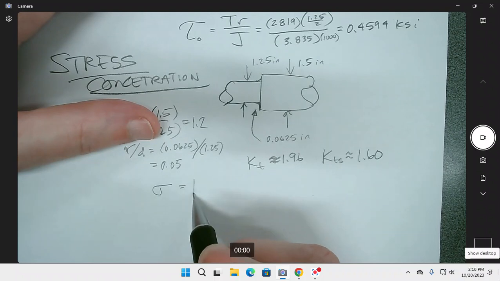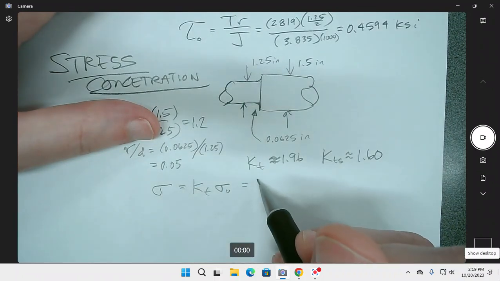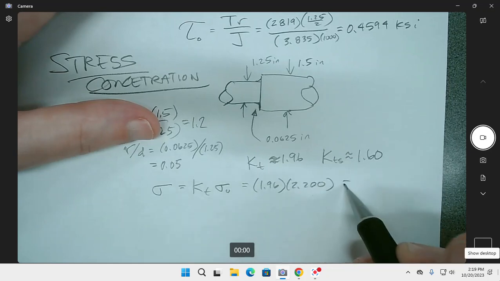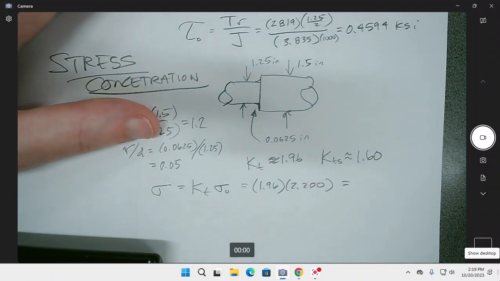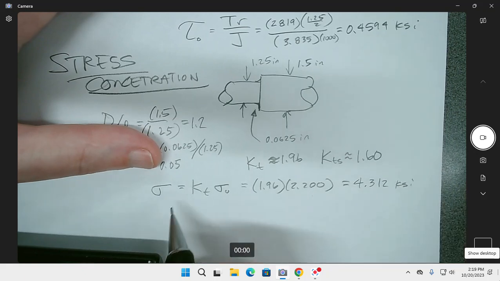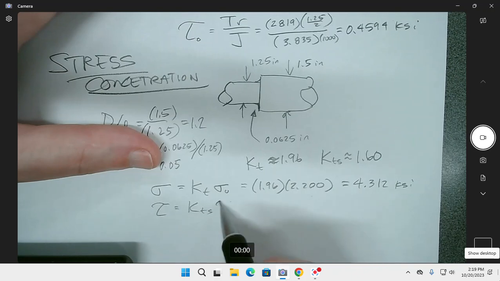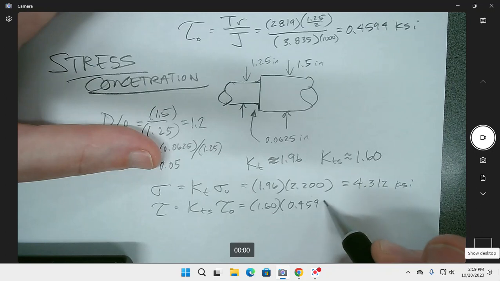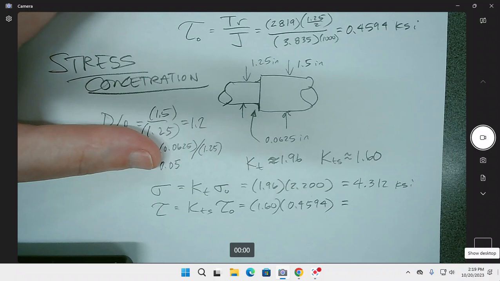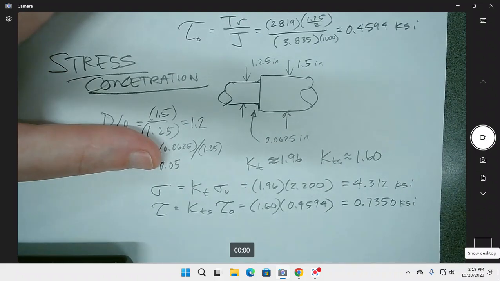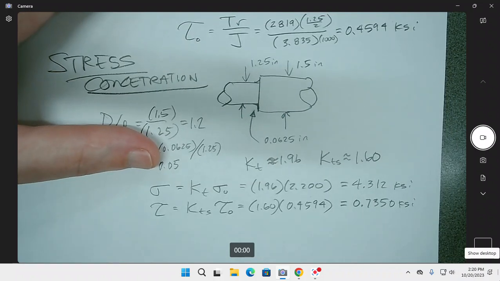So we got sigma is going to be KT times sigma nominal. And so you're going to go 1.96 times 2.200. 1.96, 2.2. So you have 4.312 KSI. And then tau is going to be the KTS times tau nominal, or 1.6 times the pathetic 0.494, 4594. And we still haven't made it over 1 KSI. And I'm way over time because I talked way too much about Larry Brown.